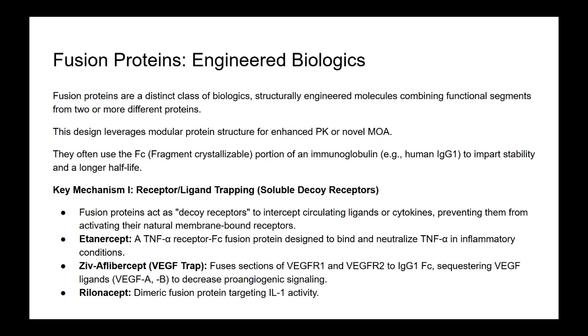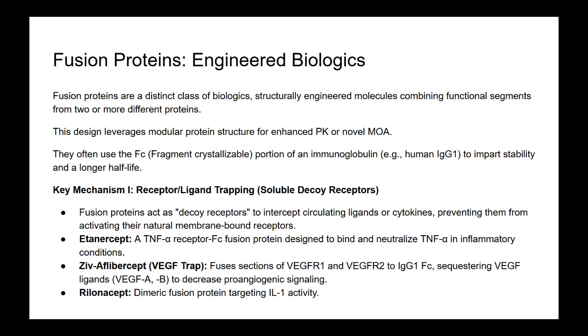The primary general mechanisms employed by therapeutic fusion proteins fall into several key categories, often centered around receptor mimicry and targeted biological activity. A highly successful application of fusion protein technology involves creating soluble proteins known as decoy receptors. These decoy receptors are designed to intercept circulating ligands or cytokines, which prevents them from activating their natural, membrane-bound receptors. This strategy effectively neutralizes pathogenic signaling, offering a powerful means to modulate biological responses.